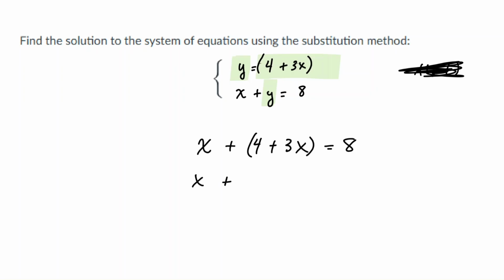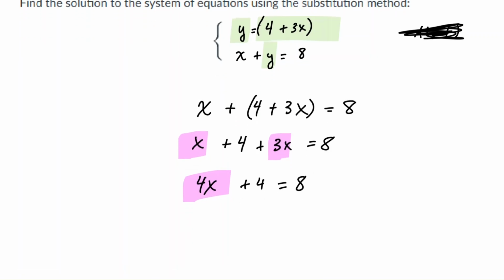And we get x plus 4. There's nothing, this parentheses, nothing needs to be done because there's no multiplier, so I can just drop it. I'm going to combine like terms. X plus 3x will give me 4x plus 4 equals 8. Let's solve for x.